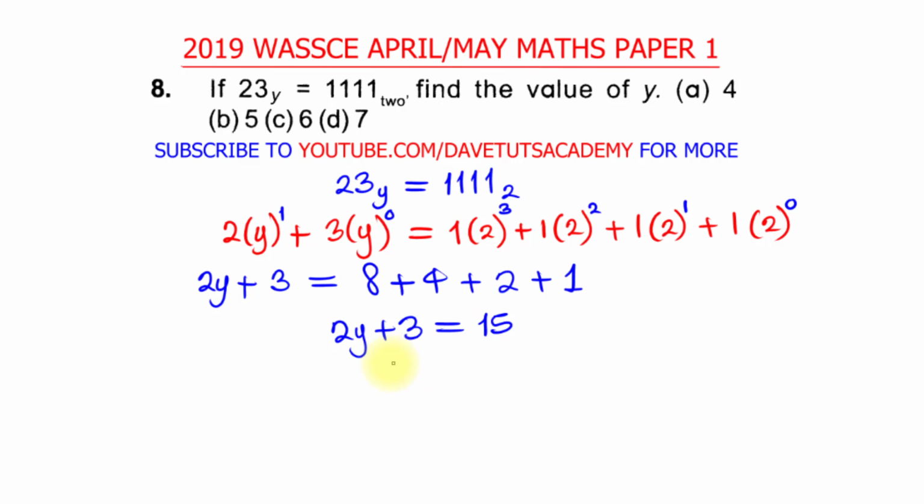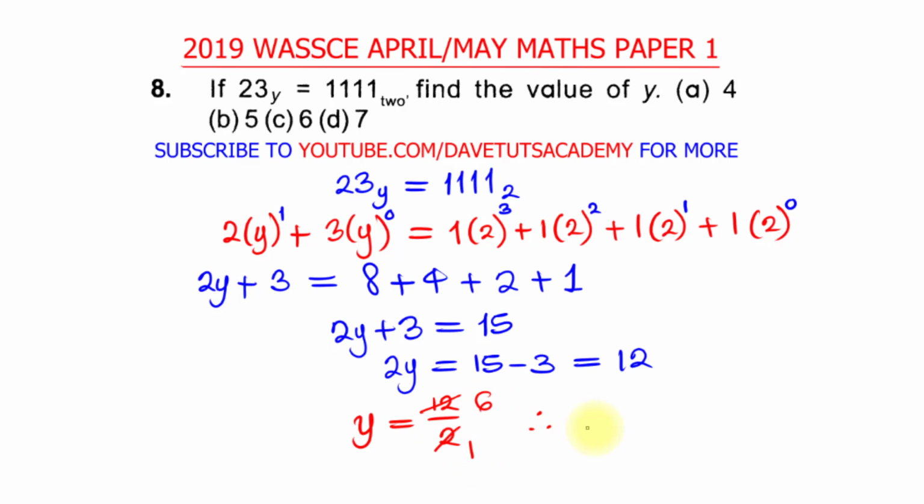So 2y will be 15 minus 3, and 15 minus 3 is 12. Then the value of y we are looking for will be 12 divided by 2, because we are dividing both sides by 2, and 2 goes into 12 six times. Therefore the value of y is nothing but 6. You can easily check this with your calculator, or just substitute back, and you'll see that it gives you the correct answer.